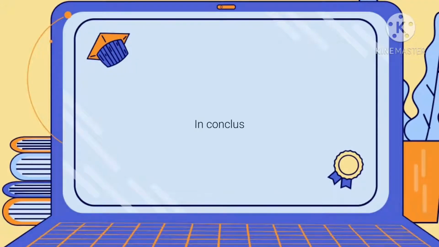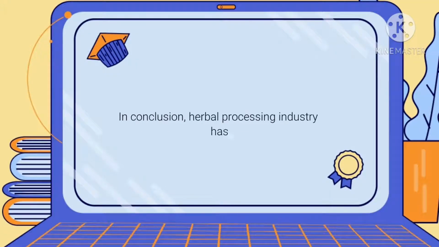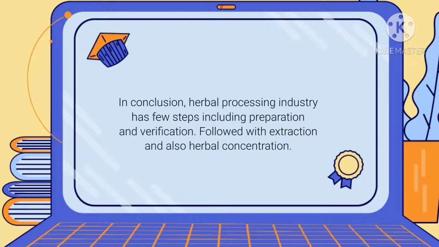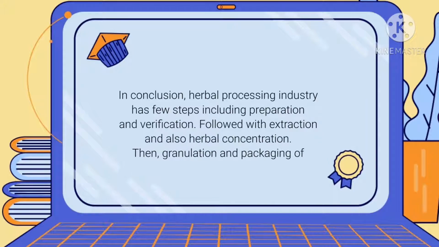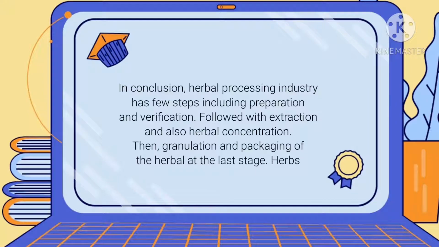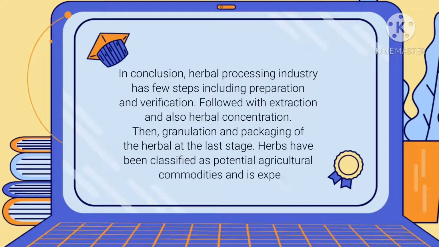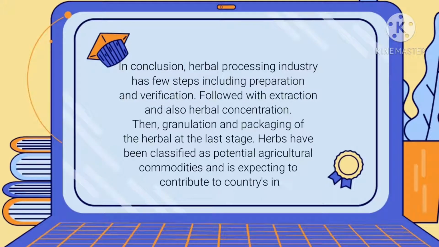In conclusion, the herbal processing industry has a few steps including preparation and verification, followed by extraction and also herbal concentration. Then, granulation and packaging of the herbal at the last stage. Herbs have been classified as potential agricultural commodities and are expected to contribute to the country's income in the future.